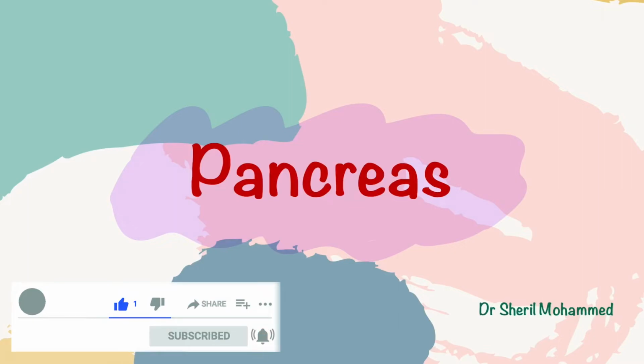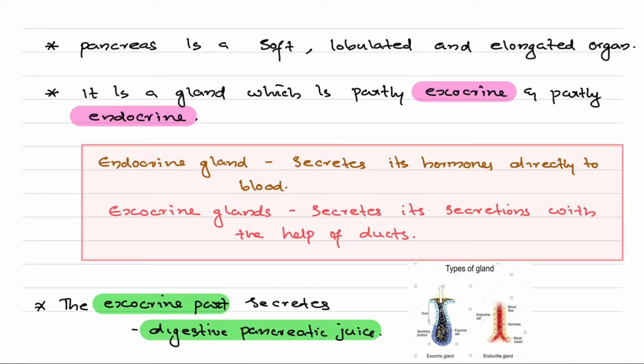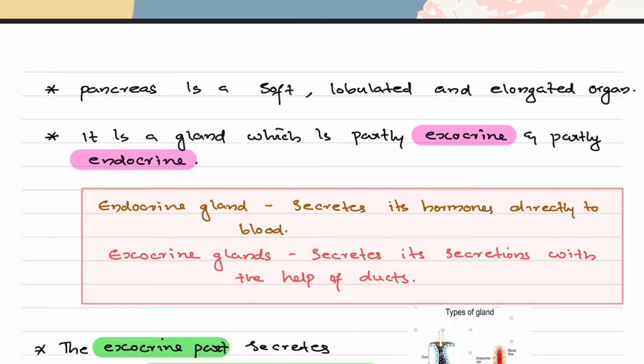Okay, let's start our lecture now. What do you know about pancreas? Pancreas is a gland. It is situated in the abdominal cavity. It helps in digestion and it also helps in maintaining blood glucose level. At least you should know these basic things. Okay, so we'll start our lecture.